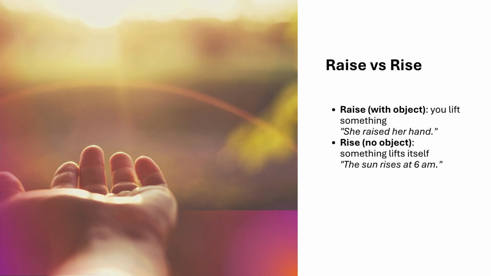And the next pair of verbs is raise versus rise. Raise needs an object, because raise is something that you lift. For example, she raised her hand. Here we have the object, which is hand. Whereas rise has no object. That is something that lifts itself. For example, the sun rises at 6 a.m.